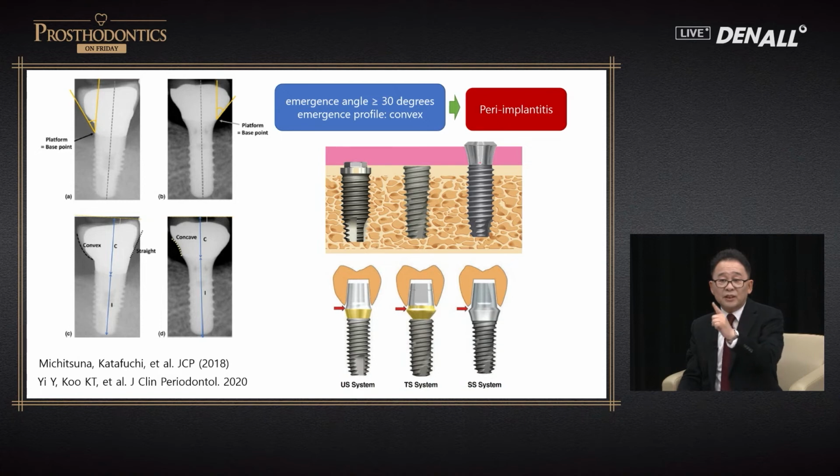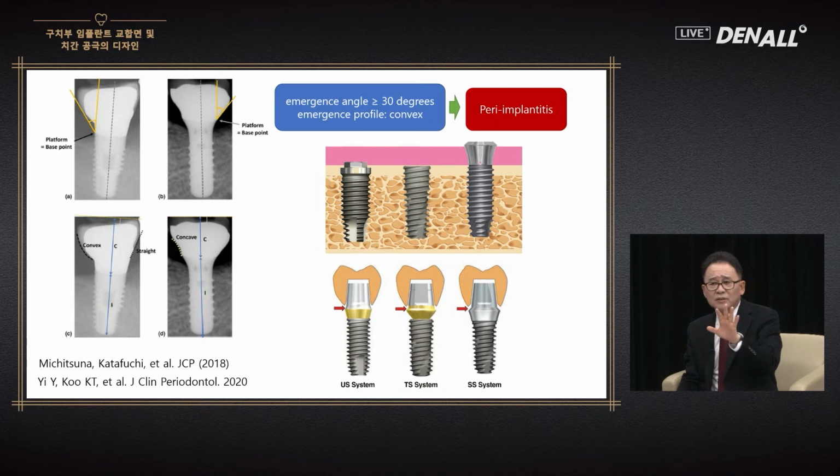Regarding the embrasure, when the emergence angle is more than 30 degrees, it's like a cantilever. And if it is convex, not concave, like picture C, it creates periimplantitis according to many papers. Depending on the type of implant, things can be different.